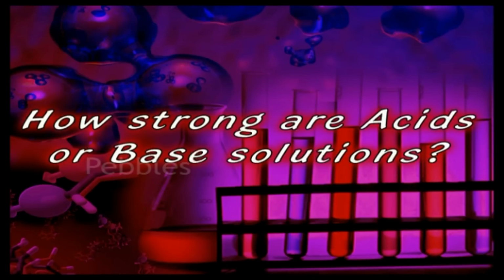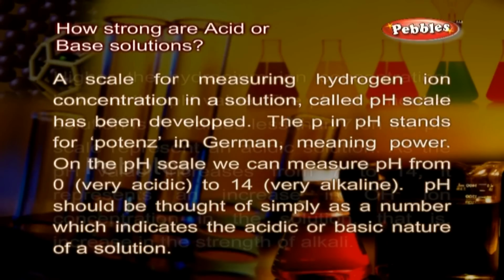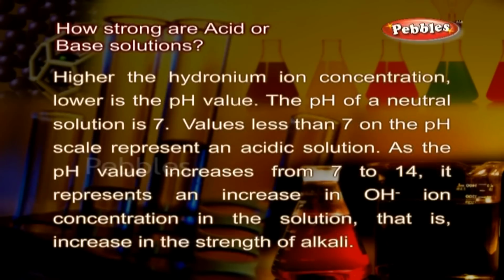How strong are acid or base solutions? A scale for measuring hydrogen ion concentration in a solution called pH scale has been developed. The p in pH stands for 'potenz' in German, meaning power. On the pH scale, we can measure pH from 0, which is very acidic, to 14, which is very alkaline. pH should be thought of simply as a number which indicates the acidic or basic nature of a solution. Higher the hydronium ion concentration, lower is the pH value.